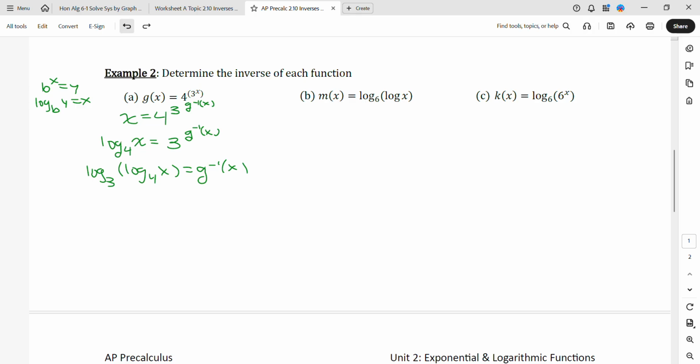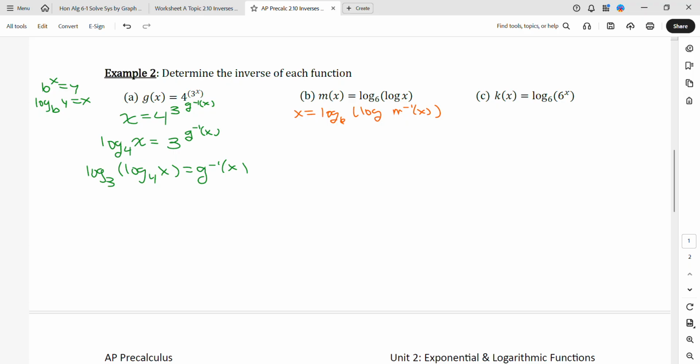New color, orange. M of x is log base 6 of log of x. Now this is a common log, okay? x is log base 6 of log of the inverse of m. Okay, this is essentially what it's going to be. Now, let's do this.